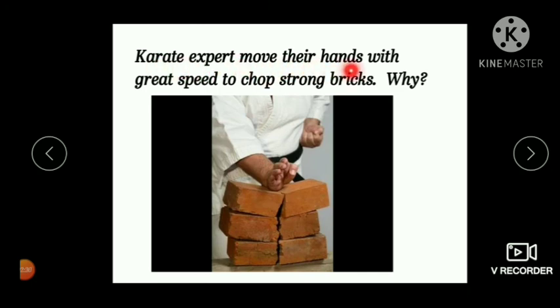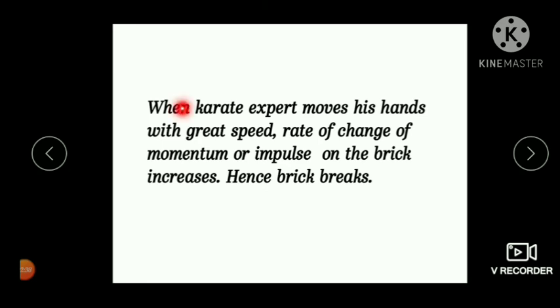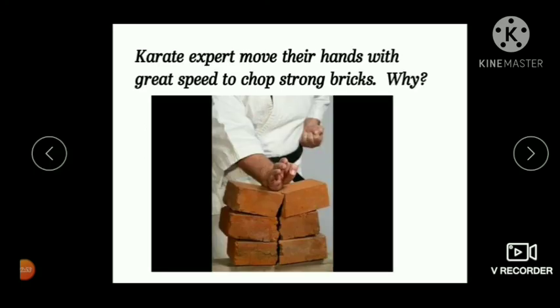Karate experts move their hands with great speed to chop strong bricks. Why? What is the reason? It is because when a karate expert moves his hand with great speed, the rate of change of momentum or impulse on the brick increases, hence the brick breaks. If we apply a large force within a short time, then the impulse will be more. So when the impulse is more, the brick breaks.